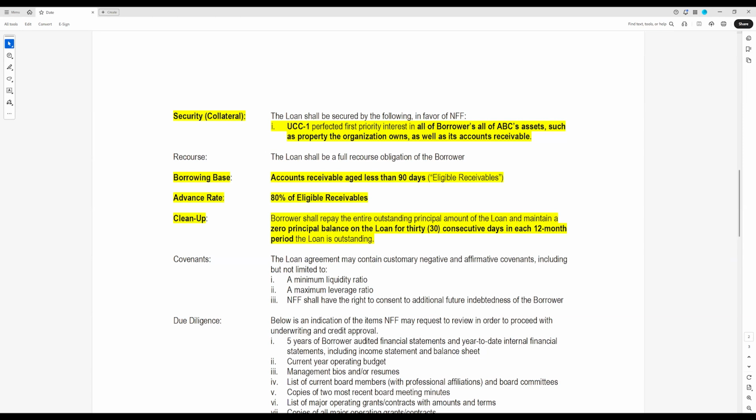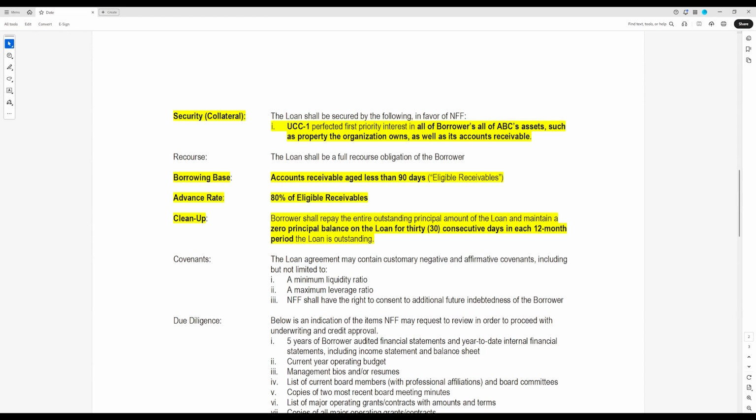So I also wanted to spend maybe a few minutes talking about the advance rate and the borrowing base. It says that the advance rate is equal to 80% of our eligible receivables. And then the borrowing base defines eligible receivables as those that are aged less than 90 days. Can you just provide a little bit more detail so I understand these clauses?